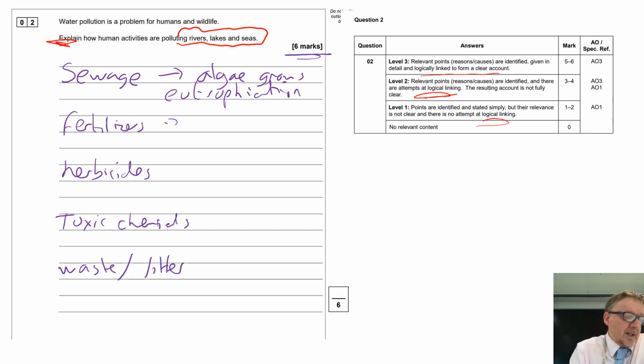Fertilizers, exactly the same thing. It is eutrophication. Okay, now it's not asking you what eutrophication is in this. So what you've just got to do is then just add it in.